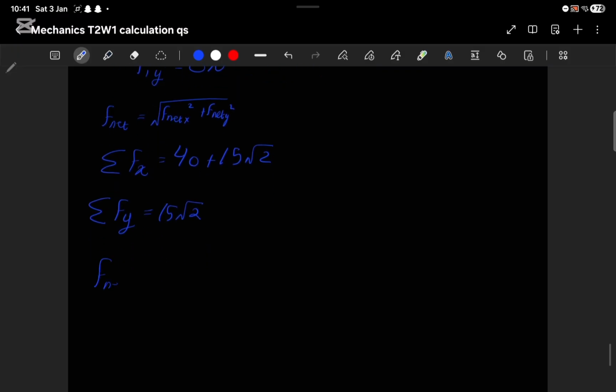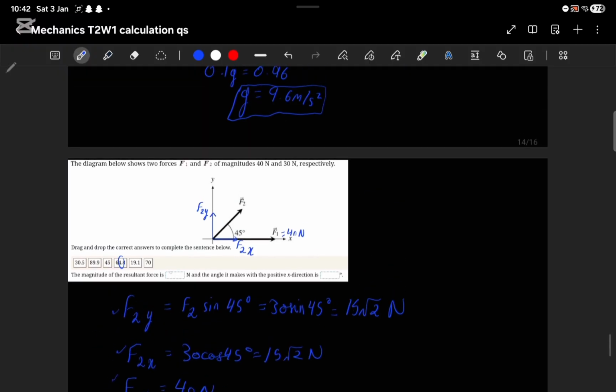So, F net is equal to the square root of 40 plus 15 radical 2 squared plus 15 radical 2 squared. This gives me 64.8 newtons, which is an option, thank God.